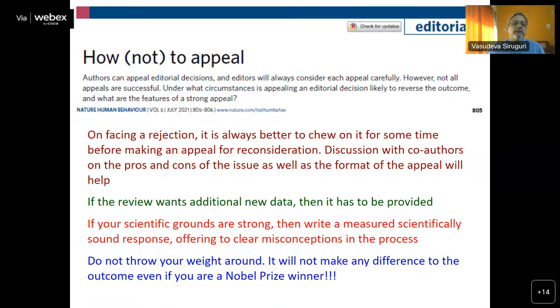Finally, there's advice given by the Nature journal on how not to appeal. Okay, you can appeal to your heart's content, but you must first try to find out whether it is worth doing. So the moment you face a rejection, it is always better to spend some time on why it was rejected, etc., before immediately jumping to making an appeal for reconsideration. Discussion with co-authors on the pros and cons of the issues as well as the format of the appeal will help. And if the reviewer wants some new data, then that has to be taken and provided. If you feel that scientifically you are on a very strong foundation, then of course you can write a measured, scientifically sound response, offering to clear the misconception. And lastly, do not try to throw your weight around, because it will not make any difference to the outcome even if you are a Nobel Prize winner.